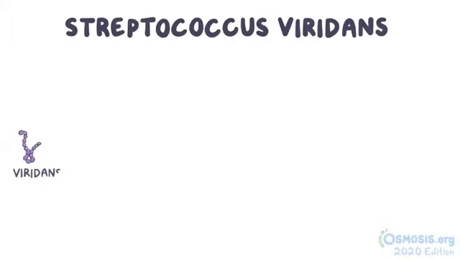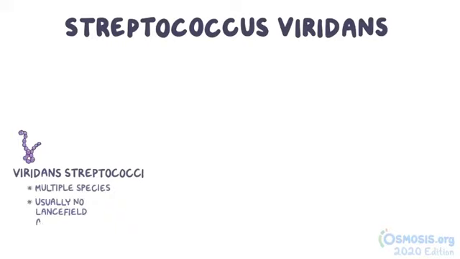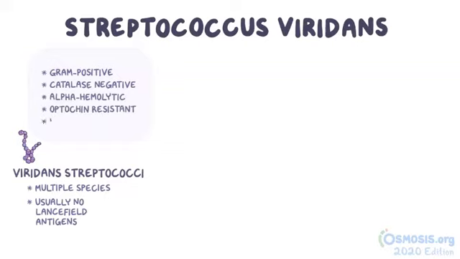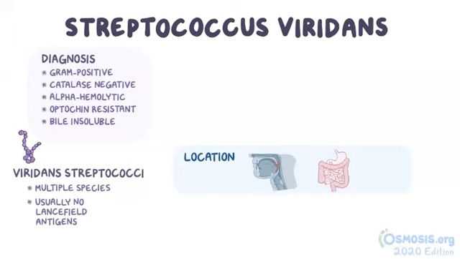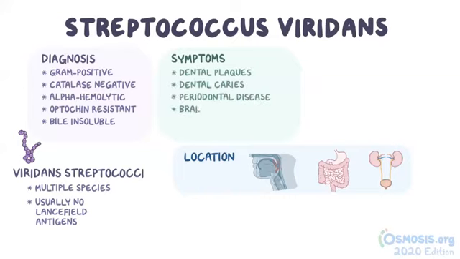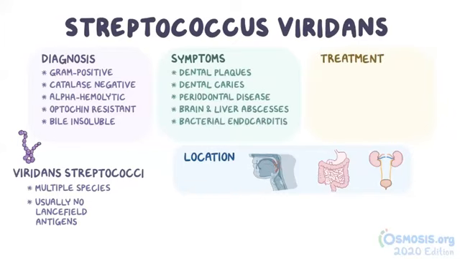Alright, as a quick recap, Streptococcus viridans is also known as viridans streptococci since it encompasses multiple streptococcal species that usually do not possess Lancefield antigens. Now, viridans streptococci are gram-positive, catalase negative, alpha-hemolytic, optochin-resistant, and bile-insoluble. These are significant characteristics for diagnosis. The viridans streptococci reside in the oropharynx, gastrointestinal, and genitourinary tracts. They can cause wide-ranging conditions like dental plaques, dental caries, periodontal disease, brain and liver abscesses, and bacterial endocarditis. The mainstay treatment consists of the use of antibiotics.